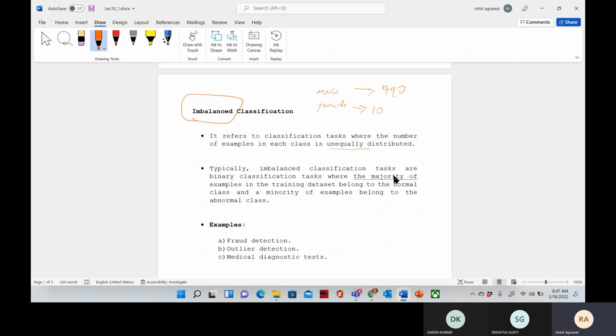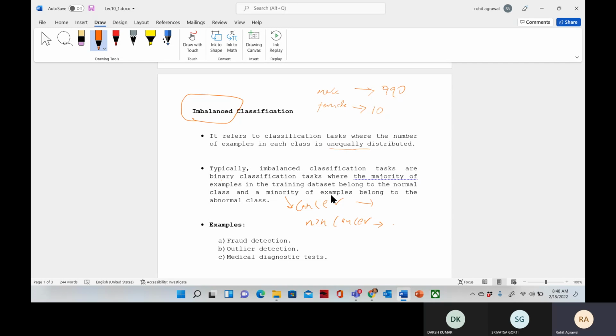Typically, imbalanced classification tasks are binary. Generally, these are binary classification where the majority of the examples in the training dataset belong to the normal class. Suppose I give you an example like cancer and non-cancer images. This is normal and this is abnormal. Suppose you have a dataset with a lot of images for non-cancerous patients and only a few images for cancerous patients.